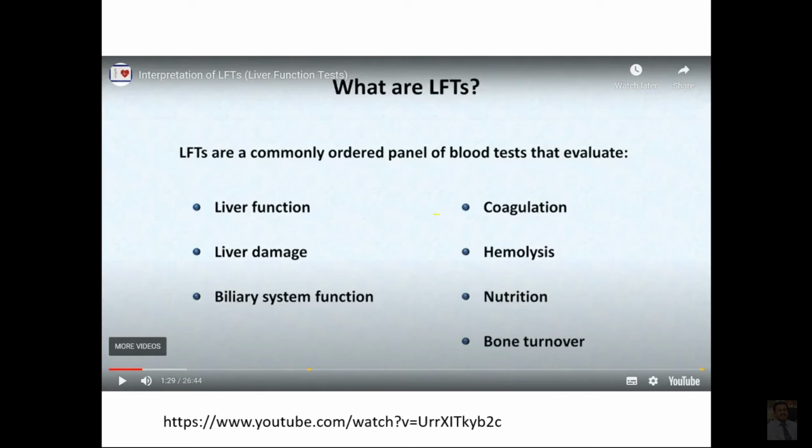So LFTs, the liver function test, are commonly used to evaluate the liver function, the first one, and liver damage, to evaluate how much of the liver is damaged and what is the intensity of damage, that also we can assess. And the last one is biliary system function, whether the biliary system is functioning normally and the bile is excreted to the duodenum or not. So with this we can go to the next slide with more information.